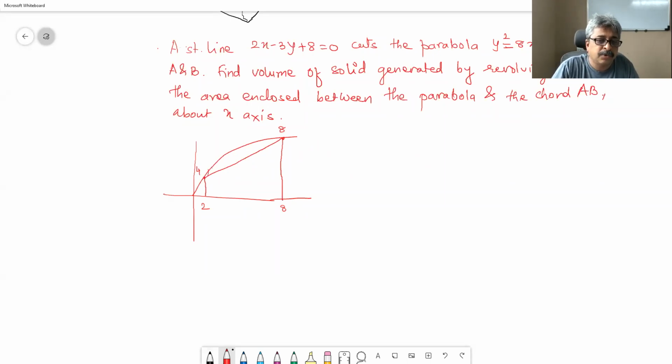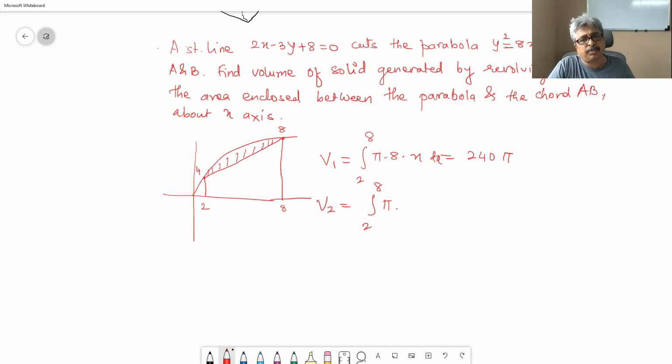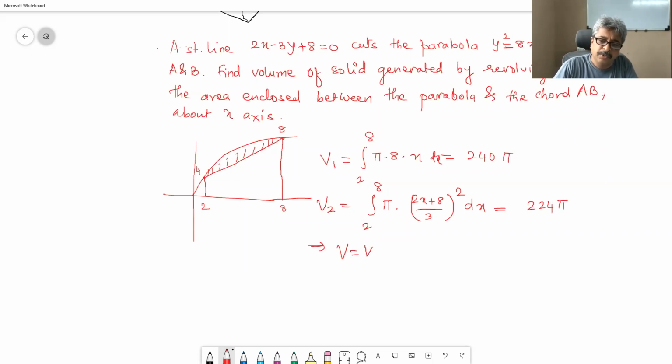Okay, so first volume is volume 1, that is outer, y square. So integral 2 to 8 pi into 8 into x dx. This will be 240 pi. Volume 2 is integral 2 to 8 pi into y, where y is (2x plus 8) by 3, square. This will be 224 pi. Therefore, required volume V is equal to V1 minus V2 is equal to 16 pi. Next problem.